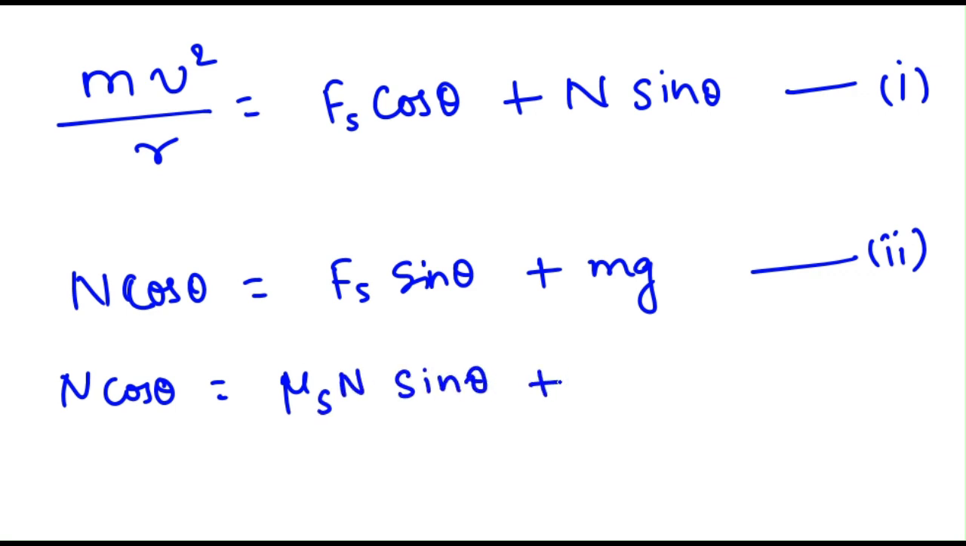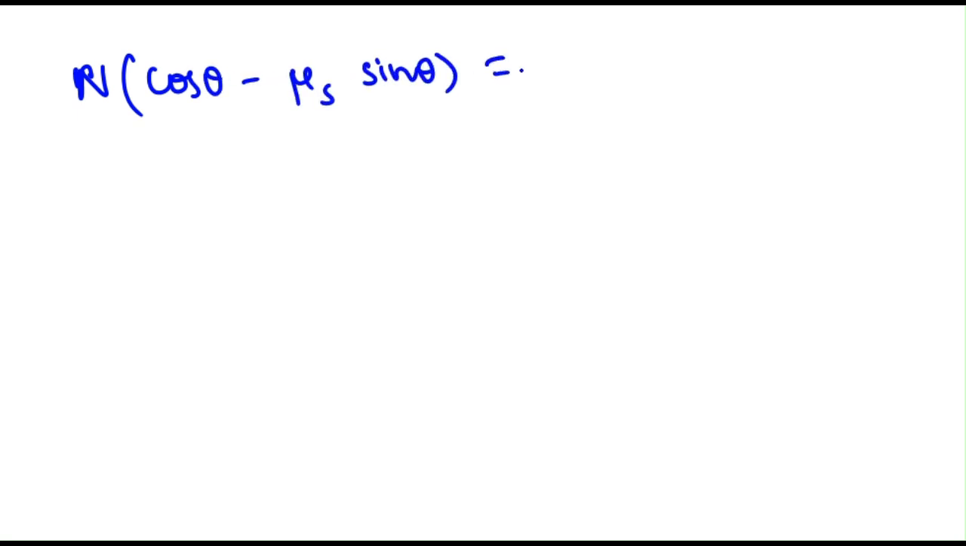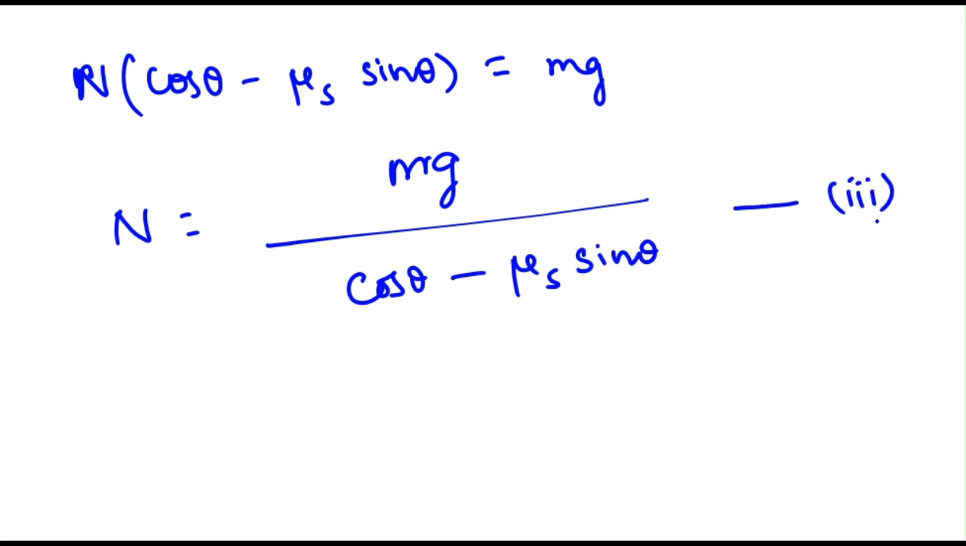So N cos theta will be equal to mu s into N sin theta plus mg, and then we can transpose this thing to this side, then we have N cos theta minus N into mu s sin theta equals mg, and then we have N into cos theta, taking N common, minus mu s sin theta equals mg, or N equals mg divided by cos theta minus mu s sin theta. Let's take this to be equation third.